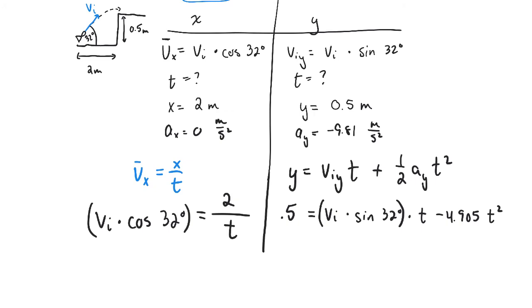Since we are looking for VI, we should solve for time, since that will eliminate time as a variable. Since we're looking for VI, solve for the other variable, time, because it will inherently eliminate it from the problem.